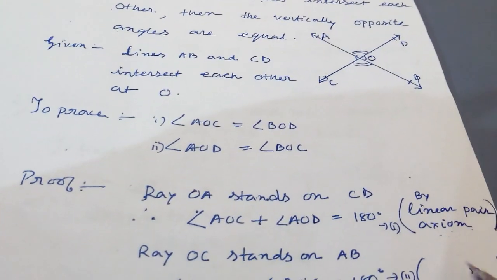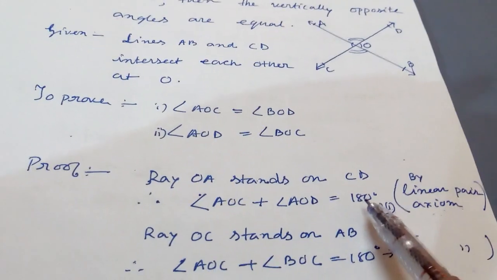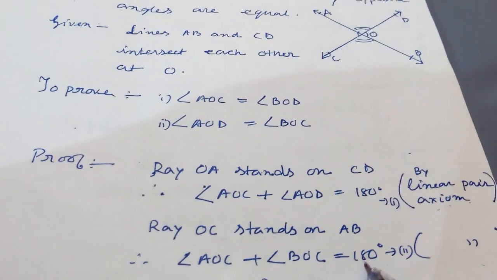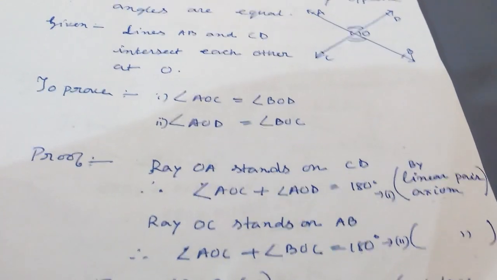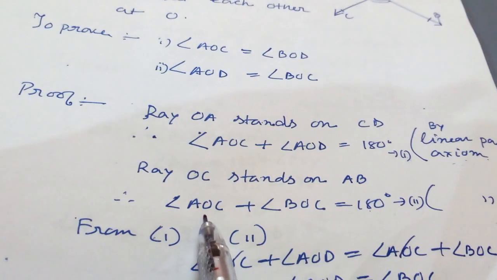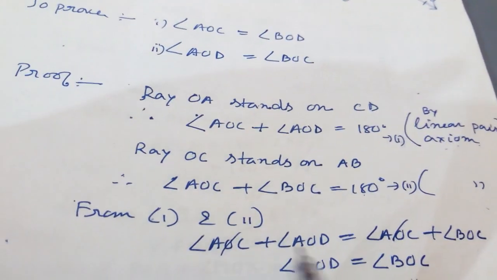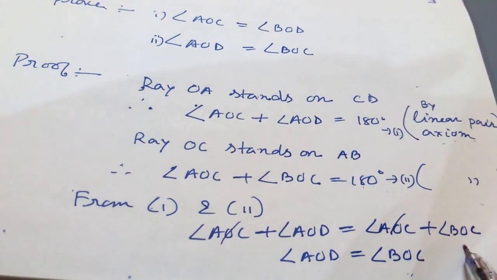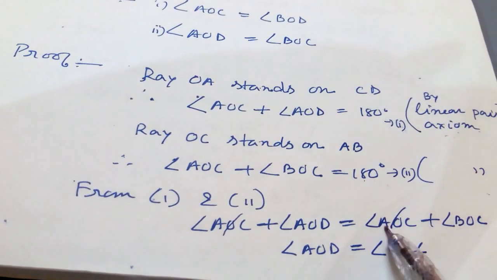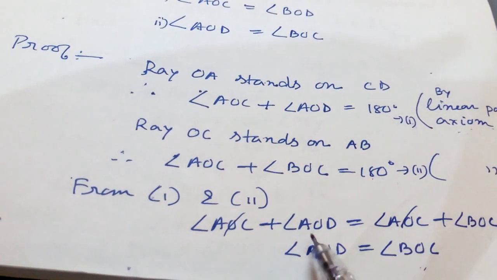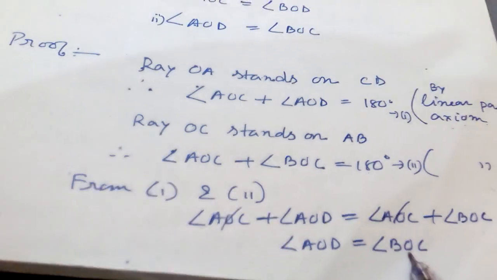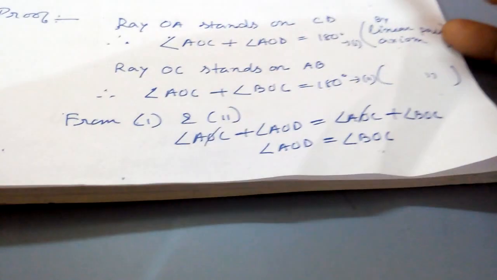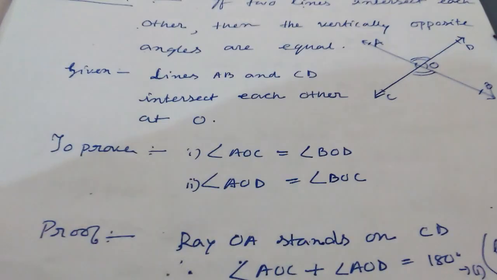By the same linear pair axiom, from 1 and 2 we get that their right hand sides are equal, so the left hand sides are also equal. Therefore AOC plus AOD is equal to AOC plus BOC. We cancel the equal term AOC. Now we get AOD is equal to BOC. So we prove that AOC is equal to BOD. Similarly, we can prove the other pair, AOD and BOC, also.